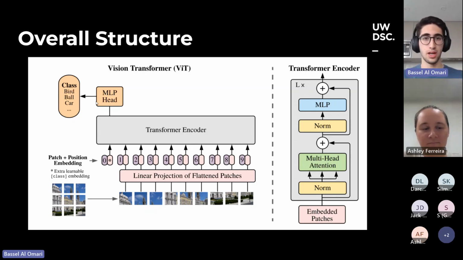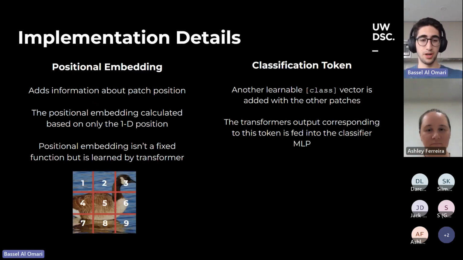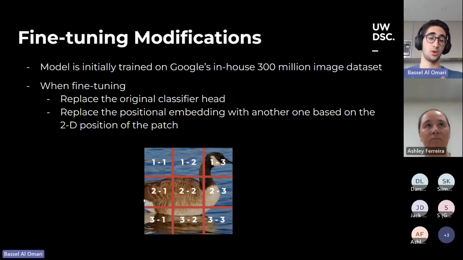You use a fresh one, and that fresh one gets trained during your fine-tuning. Another thing is the positional embedding slightly changes. Previously, we had done positional embedding based on just the linear ordering, so you do 1, 2, 3, 4, 5, 6, 7, 8. When you're doing fine-tuning, you actually take into account which row and which column each patch lies in.